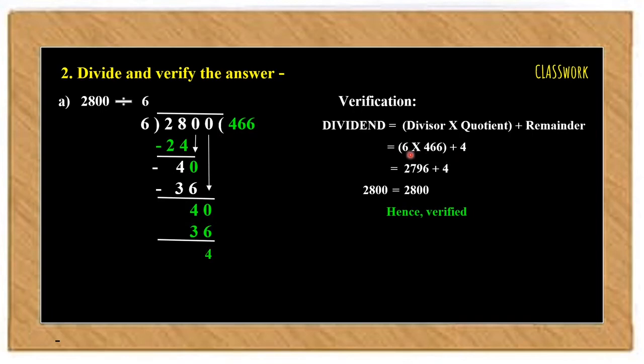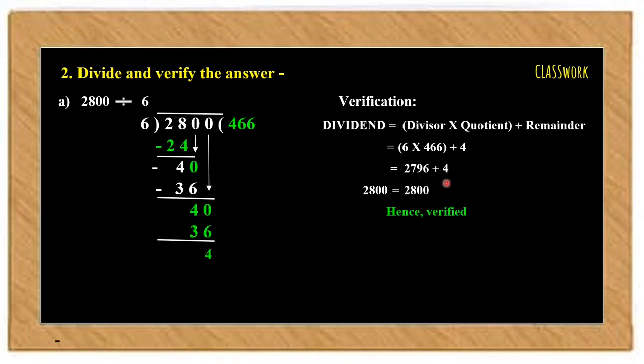The divisor in our case is 6. The quotient is 466. The remainder is 4. Children, don't forget to use the rough column to do your multiplication. When you multiply 466 with 6, you get 2796 as your answer.